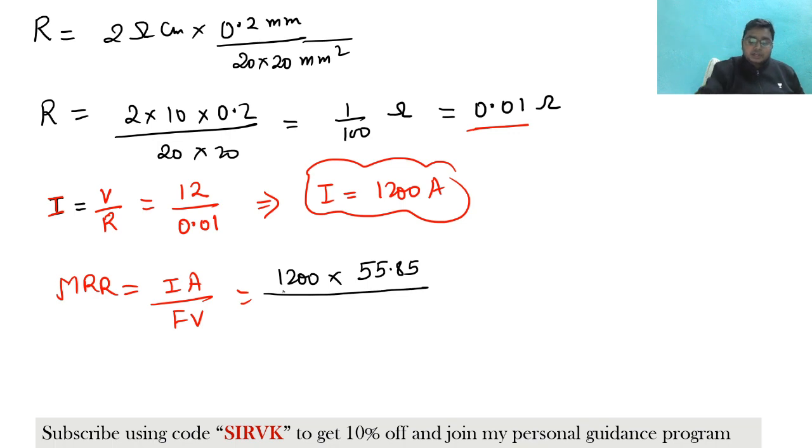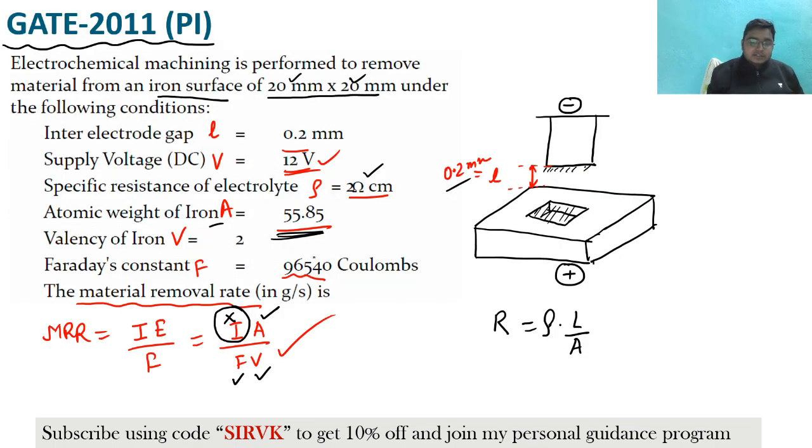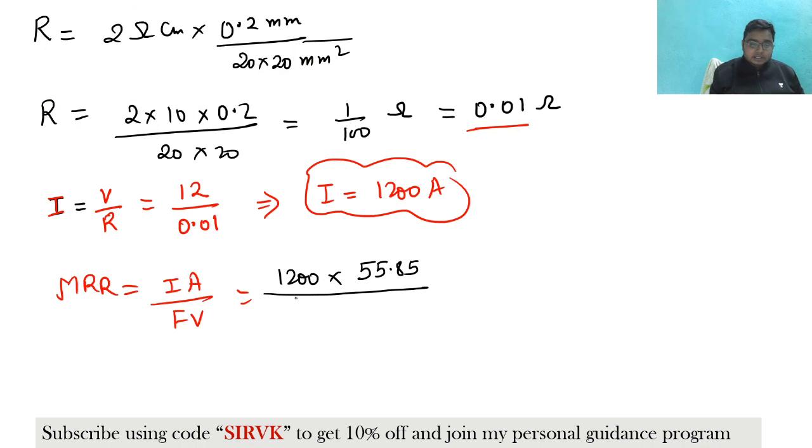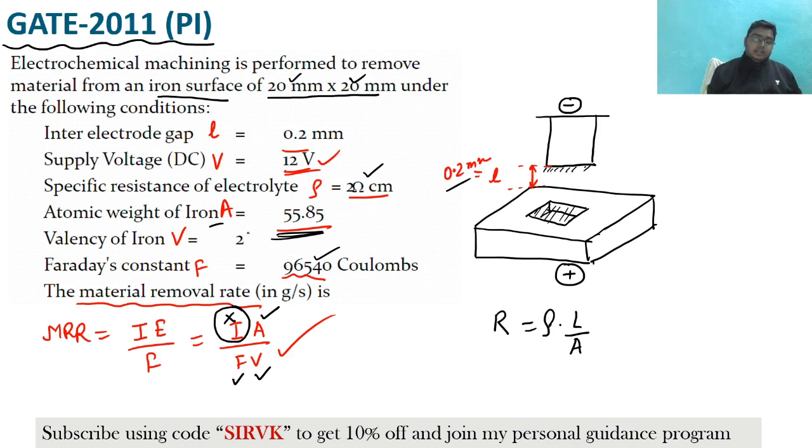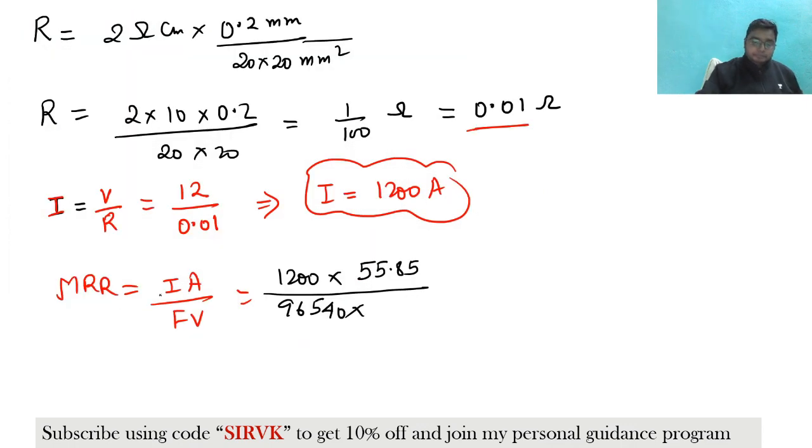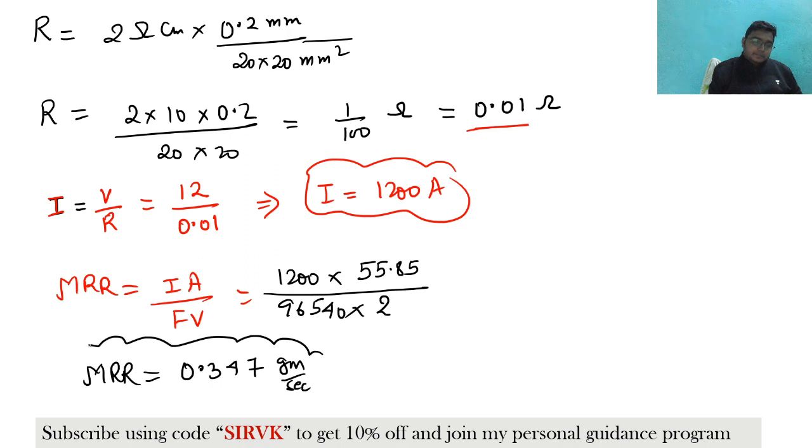What is the Faraday constant that is given in the question? That is 96540. And what is the valency V? It is 2. Clear? Now once you plug in these figures, definitely you will be able to get the MRR value as 0.347 gram per second. So you are done with this question.